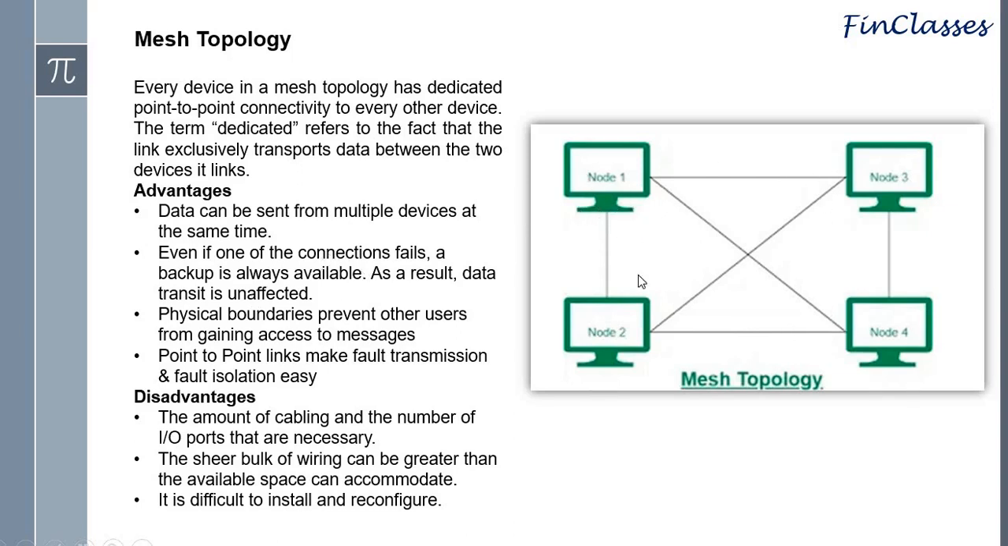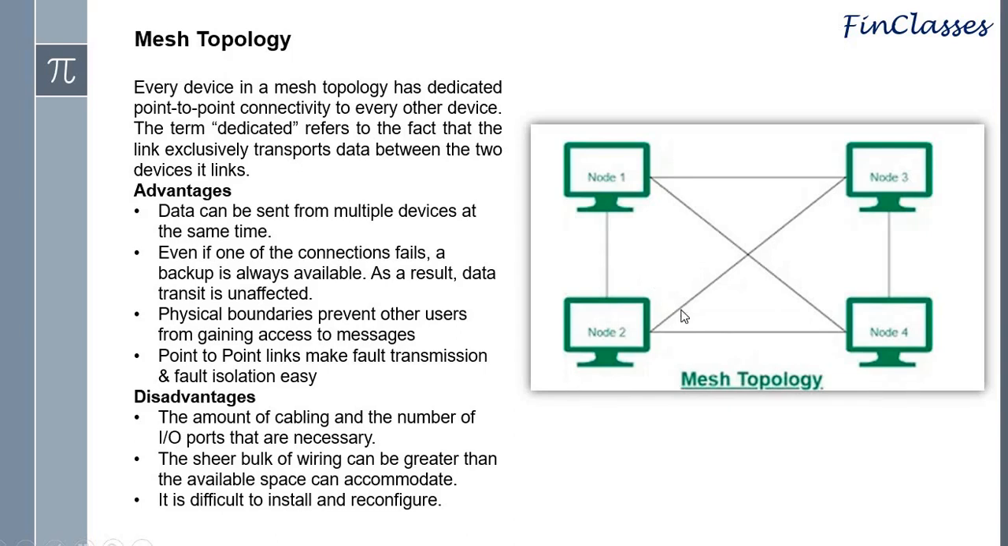Data can be sent from multiple devices at the same time, because every device is dedicatedly connected to another device. Even if one of the connections fails, there will be a backup. As a result, data will not be missed or unaffected. And physical boundaries prevent other users from gaining access to messages. So only these computers are connected and no other computer can get connected. Point-to-point links make fault transmission and fault isolation very easy. So isolating the faulty one becomes easy.